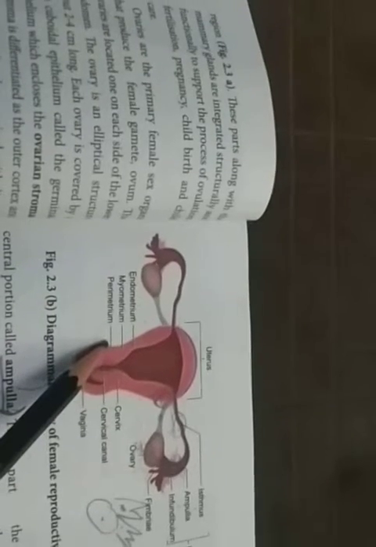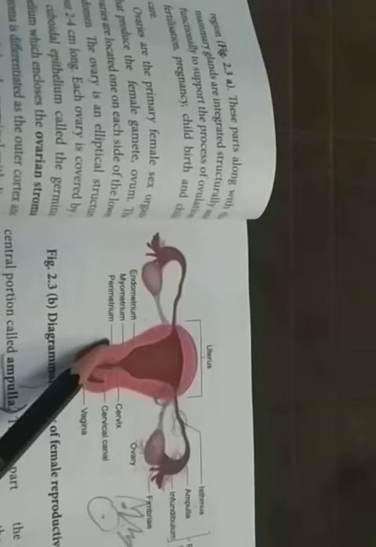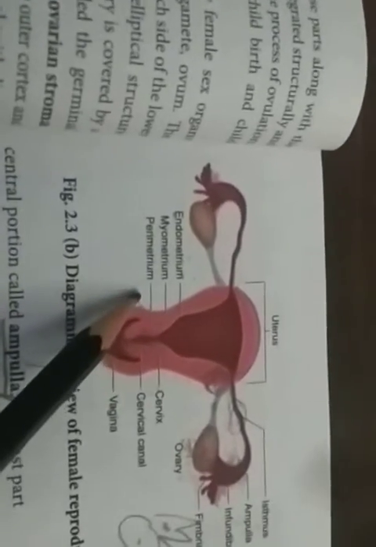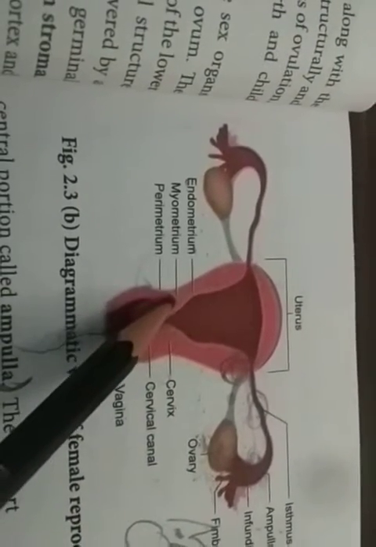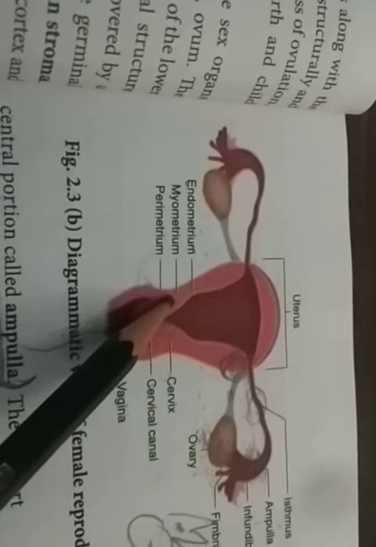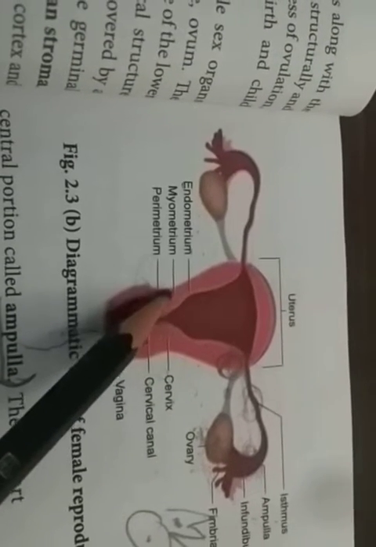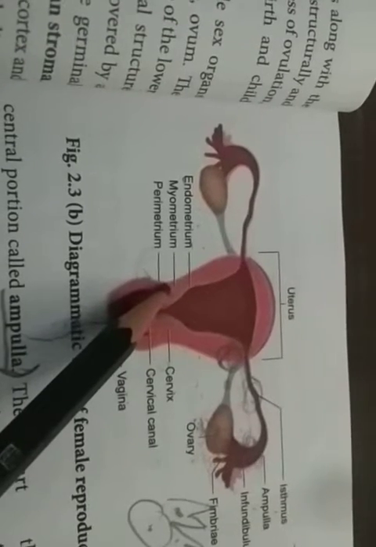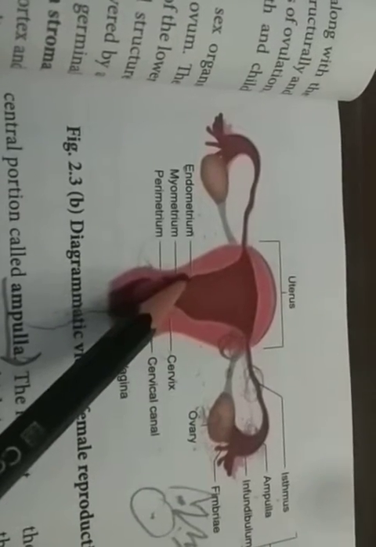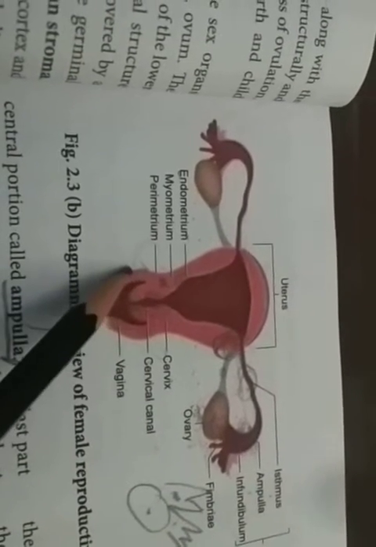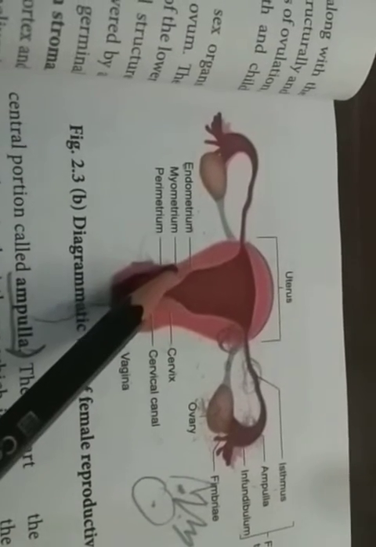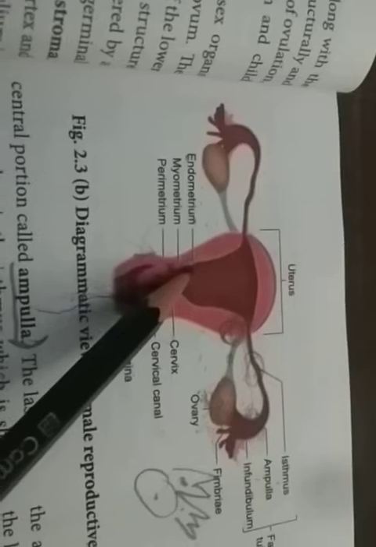This uterus wall is made up of 3 layers of tissues. The outermost serous membrane is known as the perimetrium. Then in the middle is a highly vascular, thick muscular layer, that is known as the myometrium. Then the innermost layer, very close to the uterine cavity, is known as the endometrium. Outermost region perimetrium, middle region myometrium, inner region endometrium.